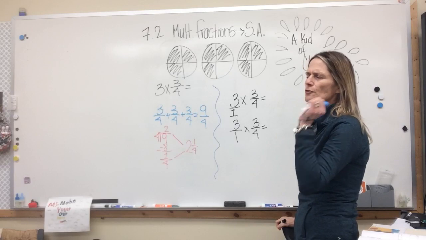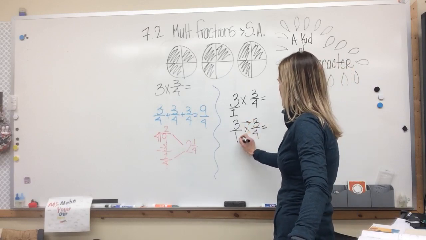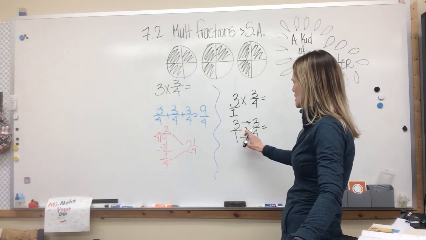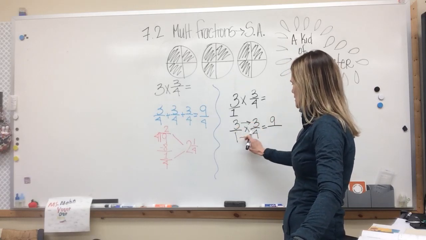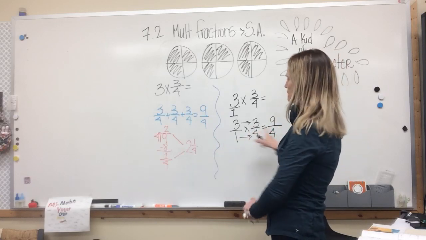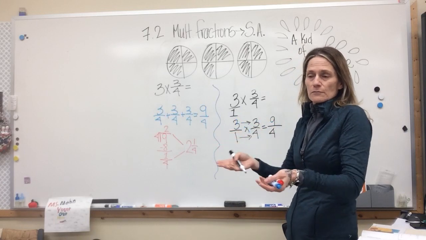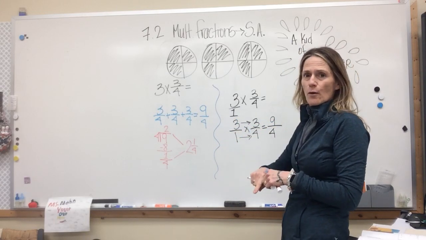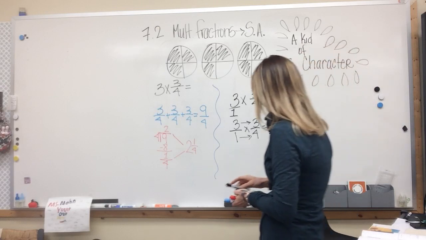Now I just do my regular old multiplication. And remember, the beauty of multiplying fractions is I just multiply straight across. 3 times 3 is 9. 1 times 4 is 4. Same answer, 9/4. I just got there from 2 different roads. And it's whichever way works best for you. It's the way you like.